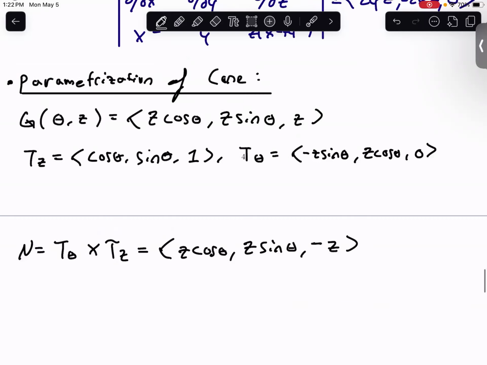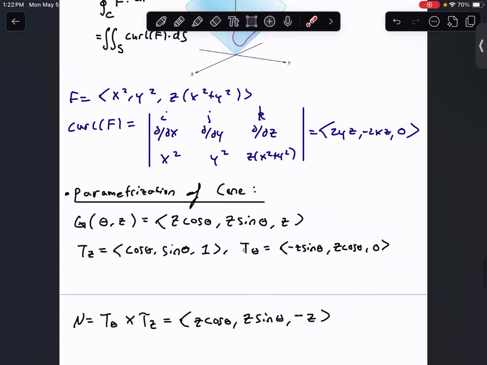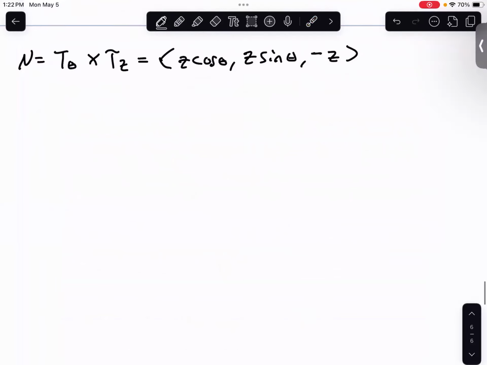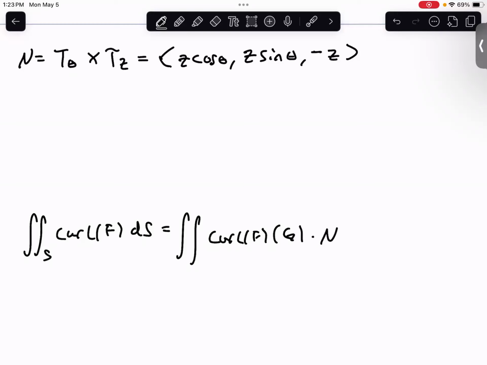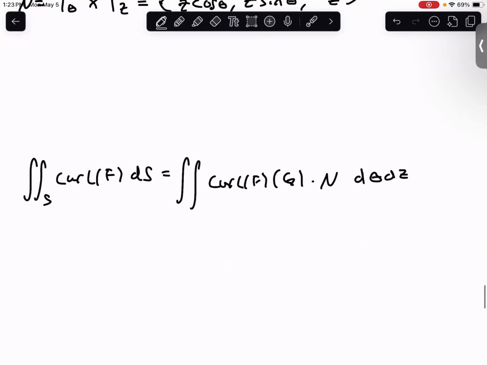And so what we end up doing now is, when we're doing this integral, we have the integral over S of the curl of f dS. This is really equal to the following double integral. You do the composition of the curl of f with our parameterization g, and then you dot with the normal vector, and then you have d theta dz. So let's just see what ends up happening. I'll kind of spoil it: this dot product should end up being equal to 0, because the circulation should end up being equal to 0. But let's actually prove this now.